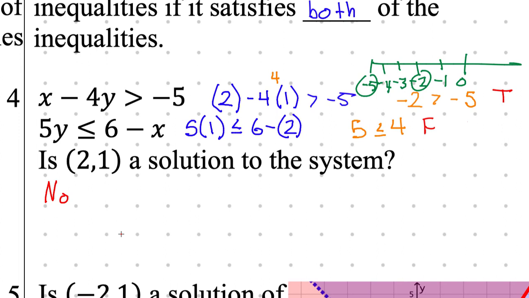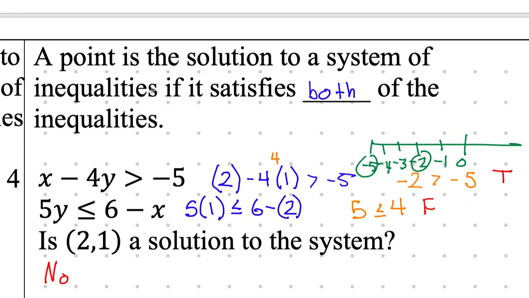And if you want to be more specific in your example, you can say no because it didn't satisfy both of the inequalities. I don't want to write that all out. I think you guys clearly see that from up above.